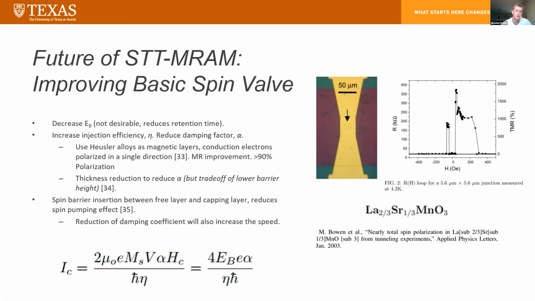And there's some things you could do like insert spin barriers between the free layer and what's known as the capping layer. So basically anything that we could do to try to engineer these different parameters in the critical current, mainly alpha and eta. We generally want to leave UV alone.